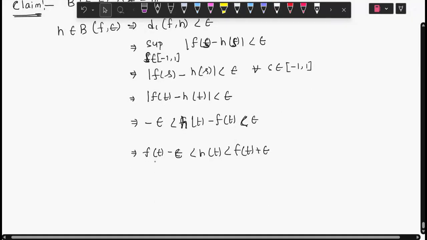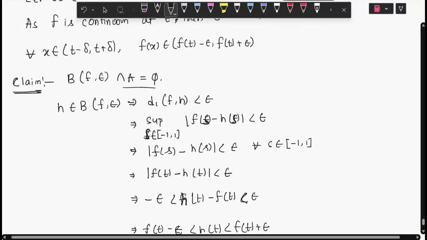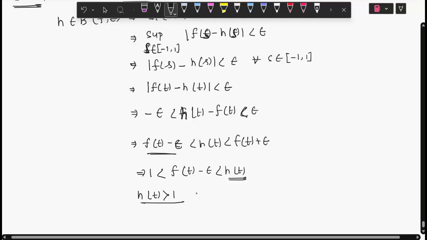So from this I can say that 1 is greater than f of t minus epsilon, less than h of t, and hence we can say that the value of h at the point t is also greater than 1. So this is equal to 5, because h also is not a member of A, h does not belong to A.